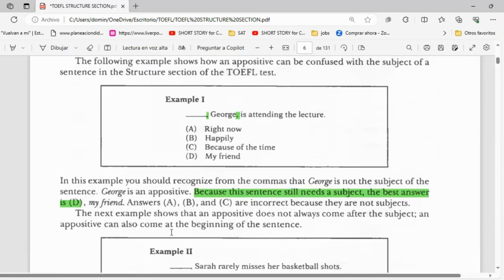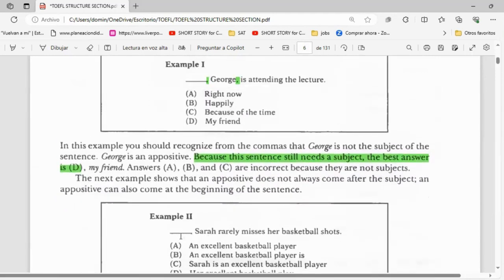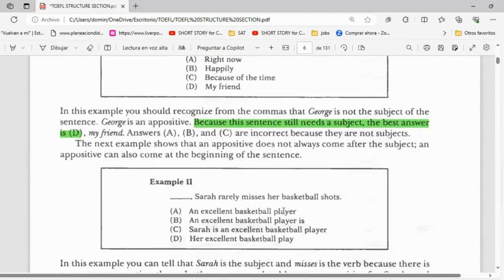The next example shows that an appositive does not always come after the subject. An appositive can also come at the beginning of a sentence. Example: blank, comma, Sarah rarely misses her basketball shot. Okay, an excellent basketball player. Sarah is an excellent basketball player. Her excellent basketball play, right?